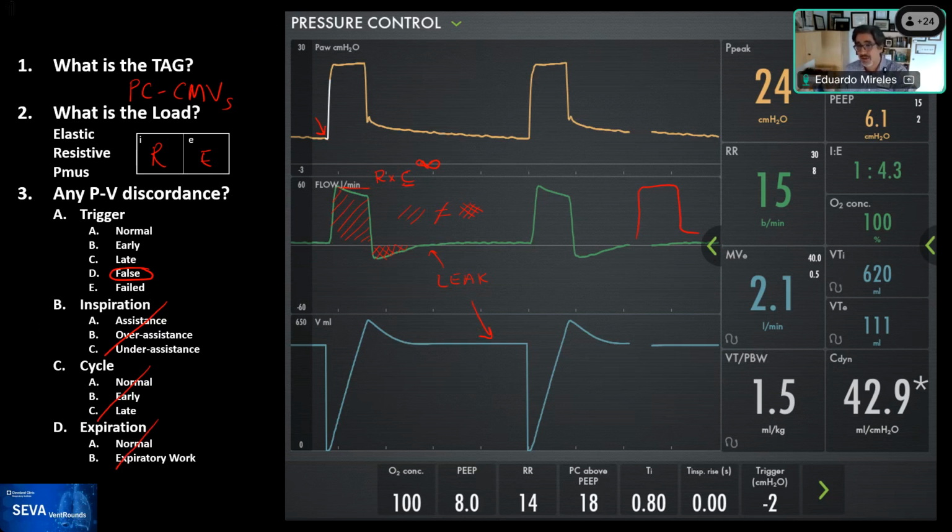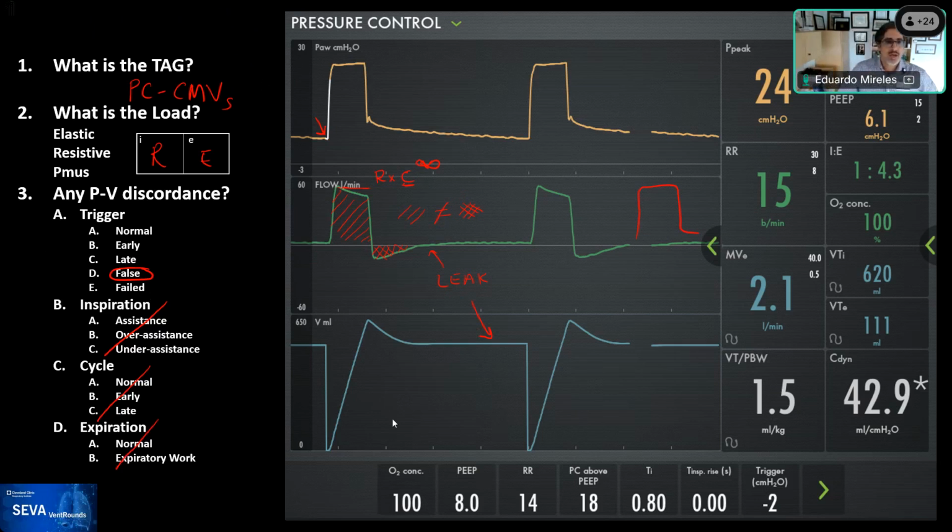Leaks are common. Actually, I'll invite you one day just to unplug the ventilator or to open up one of the little ports where we put sensors, and you'll see that the ventilator will go into pop, pop, pop, pop. It will deliver several breaths in succession, one after the other, right?